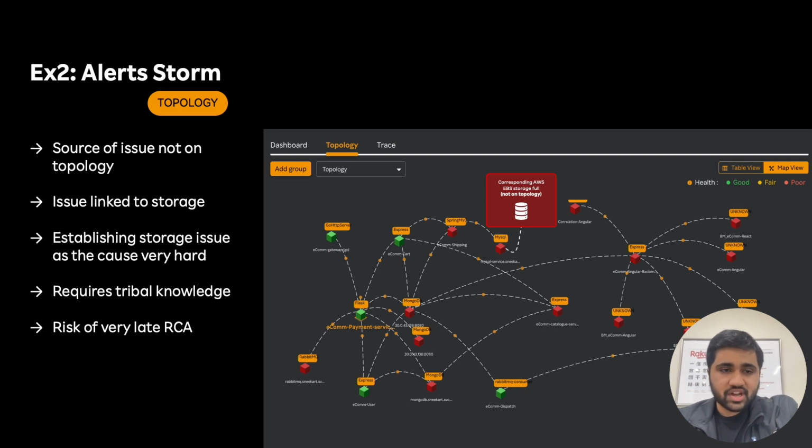It requires tribal knowledge, and there's a risk of very, very late root cause analysis with this. Establishing storage as an issue or as the root cause is actually quite hard because of this, because you never really know. You only know at the service level, not at the storage level.